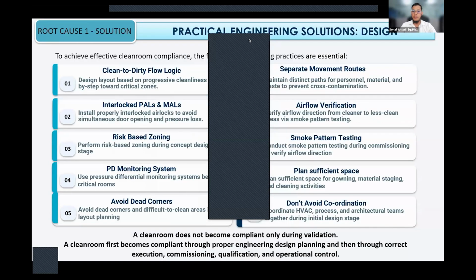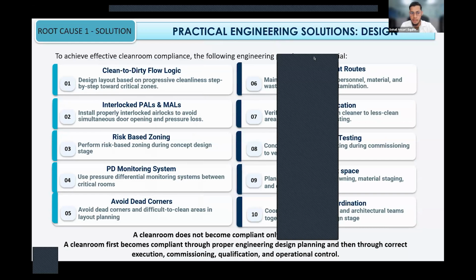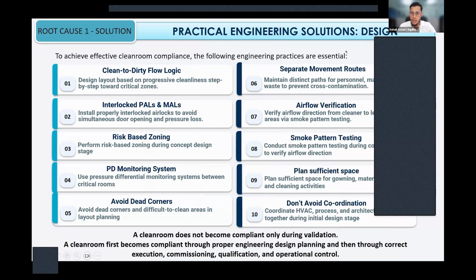To achieve effective compliance, we will see the practical engineering solutions for design and zoning strategies. To solve all these problems and achieve effective cleanroom compliance, the following engineering practices are essential. Point number one is design the layout based on progressive cleanliness steps towards the critical zone. Point number two is install proper interlock doors in all airlocks to avoid simultaneous door opening and pressure losses.